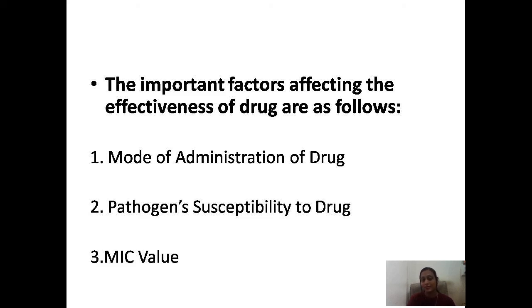Next is pathogen susceptibility to the drug. It is a very important parameter whether the pathogen is susceptible or resistant. Nowadays we are seeing many pathogens becoming resistant to drugs. And last and very important is the MIC value.